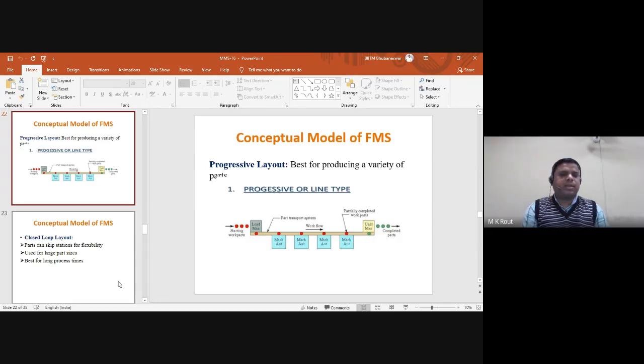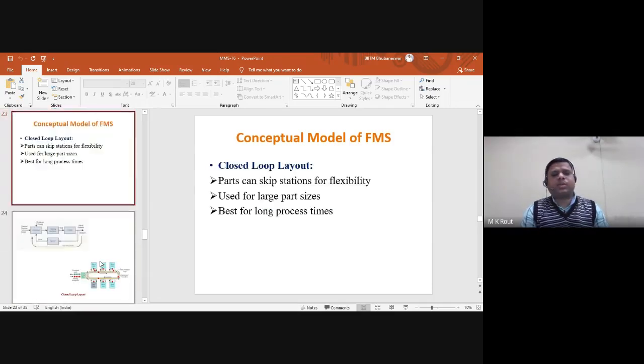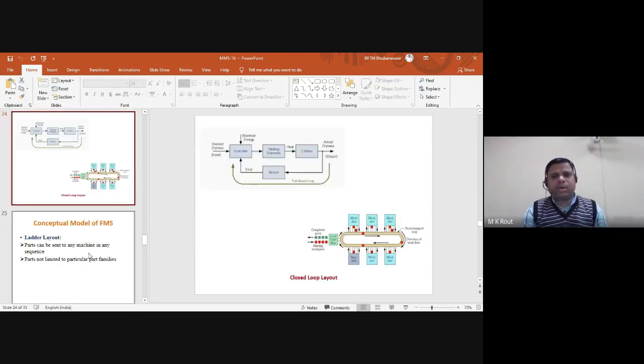The next model is known as the closed loop layout model. The features are that the part can skip stations for flexibility, it is used for large part sizes, and it is based on long process times. So here the first typical figure is the best example in the case of cloth drying.